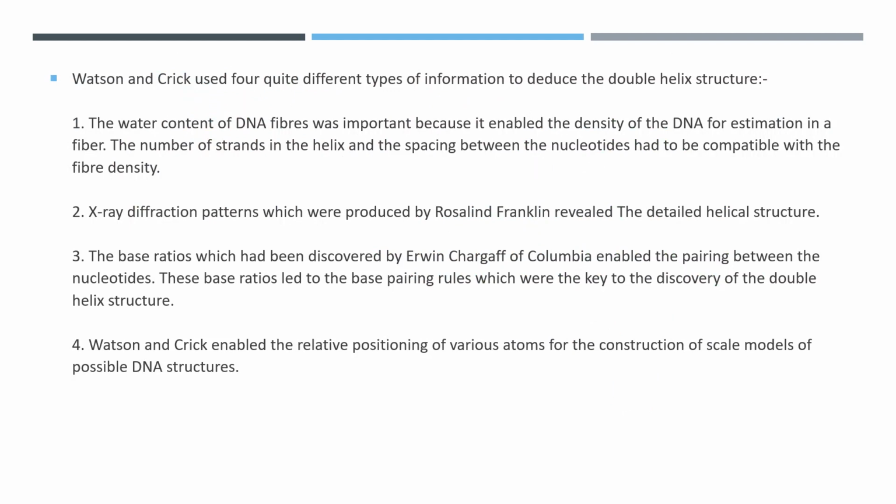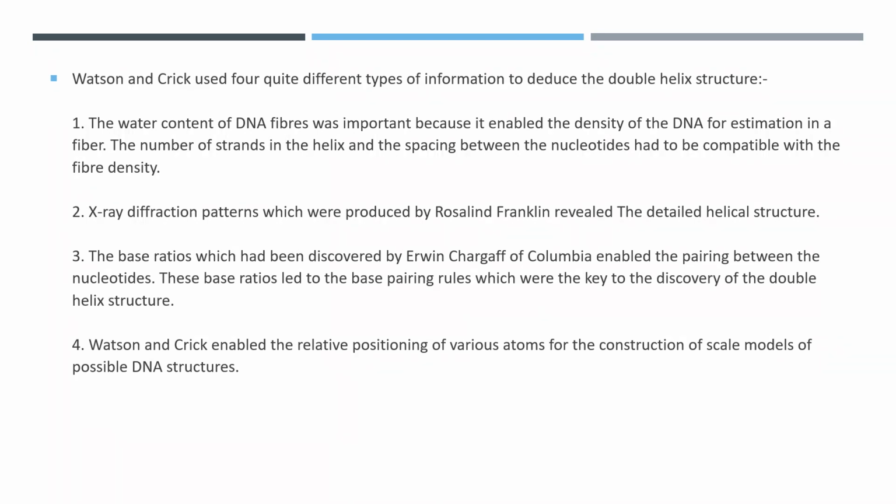Watson and Crick used four quite different types of information to deduce the double helix structure. First, the water content of DNA fibers was important because it enabled the density of the DNA in a fiber to be estimated. The number of strands in the helix and the spacing between the nucleotides has to be compatible with the fiber density. Second, X-ray diffraction patterns produced by Rosalind Franklin revealed the detailed helical structure.